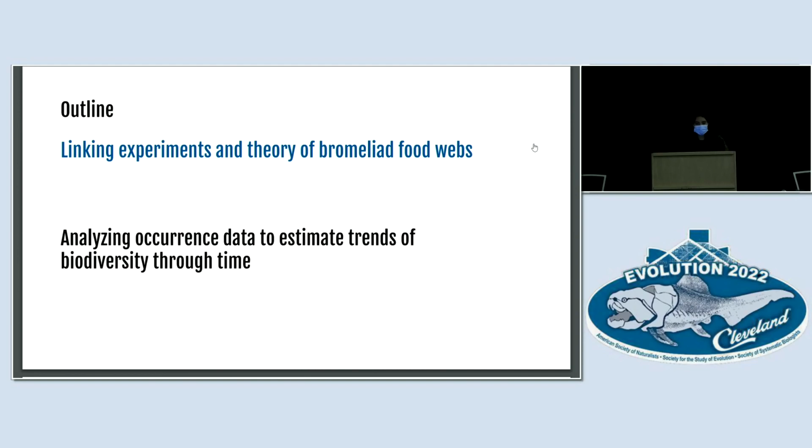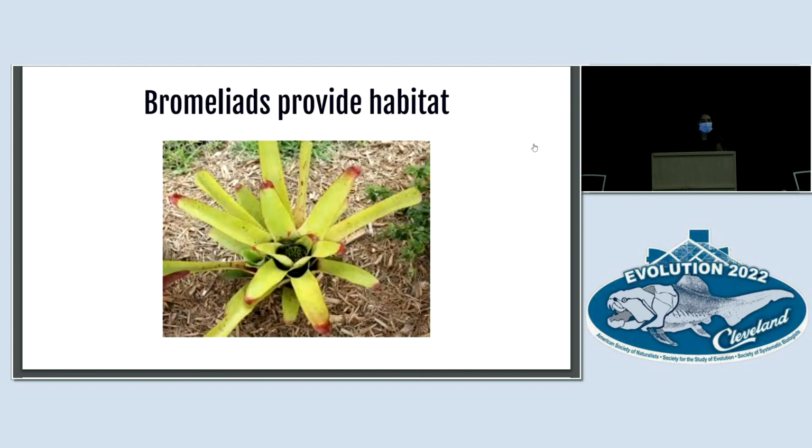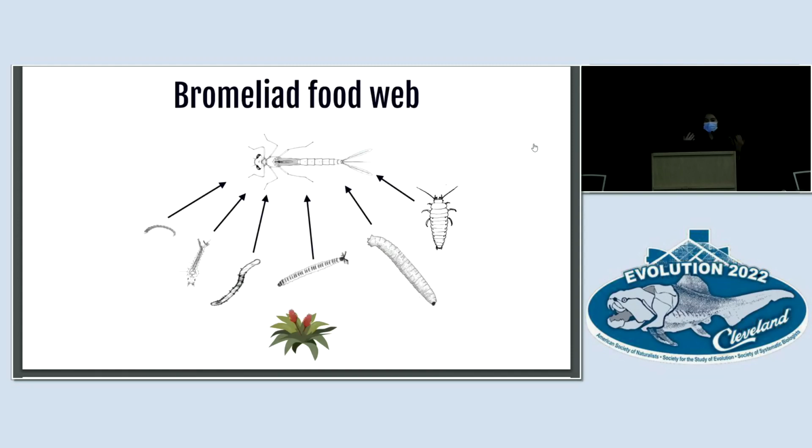First, linking experiments and theory in bromeliad food webs. Bromeliads, in case you don't know, are an amazing set of plants. They're a great study system because they provide habitat for a bunch of macroinvertebrates. Bromeliads have interlocking leaves that collect water, and within the water you get communities of aquatic invertebrates. These form a food web with a bunch of different types of prey, chironomid larvae, culex larvae, tipulid larvae, and a very voracious predator that eats everything you put in front of it.